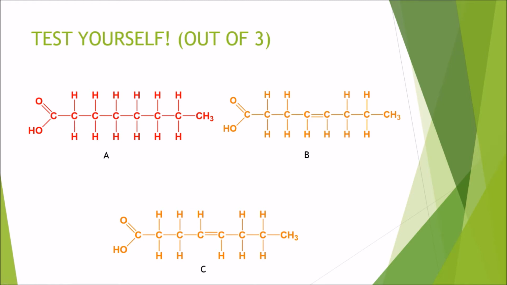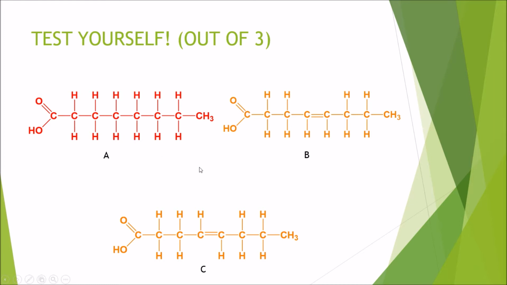Okay, so now let's quickly give yourself a test. I'm going to ask 3 questions, and these are all going to be quick fire questions. You have a choice of A, B, or C. Question 1, which of these is a saturated fatty acid? Is it A, B, or C? The answer is A, because it has no carbon-to-carbon double bonds and it's completely surrounded by hydrogen.